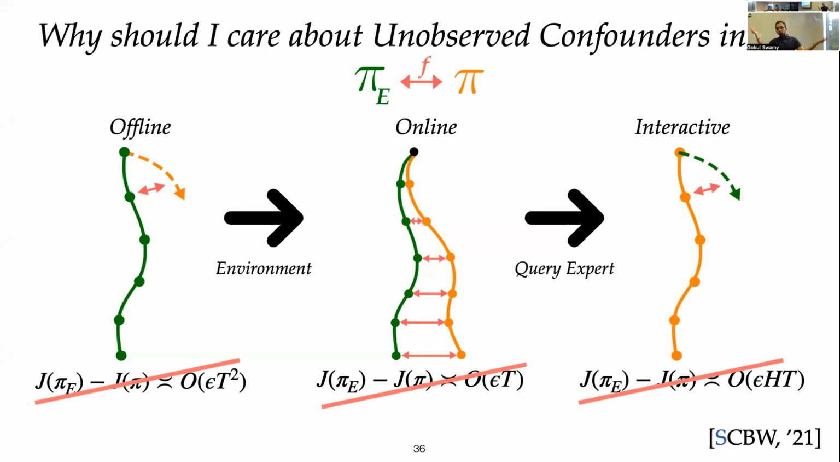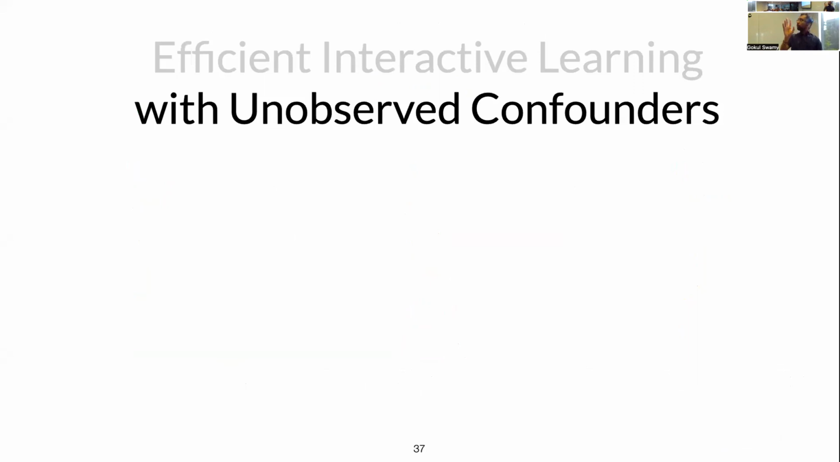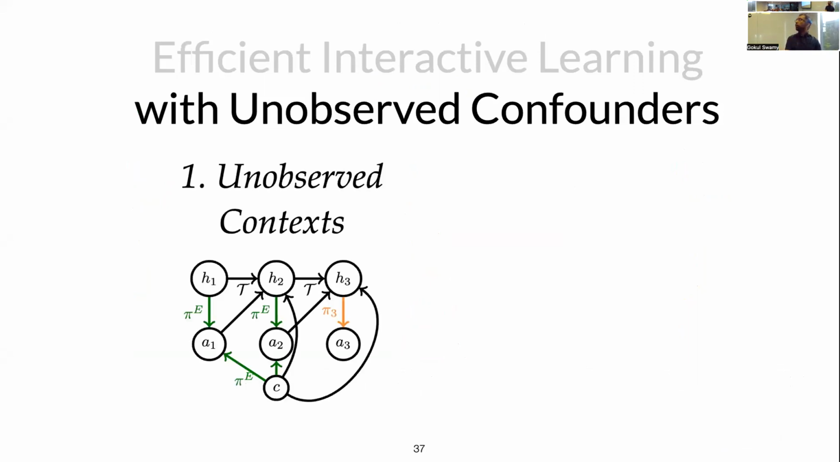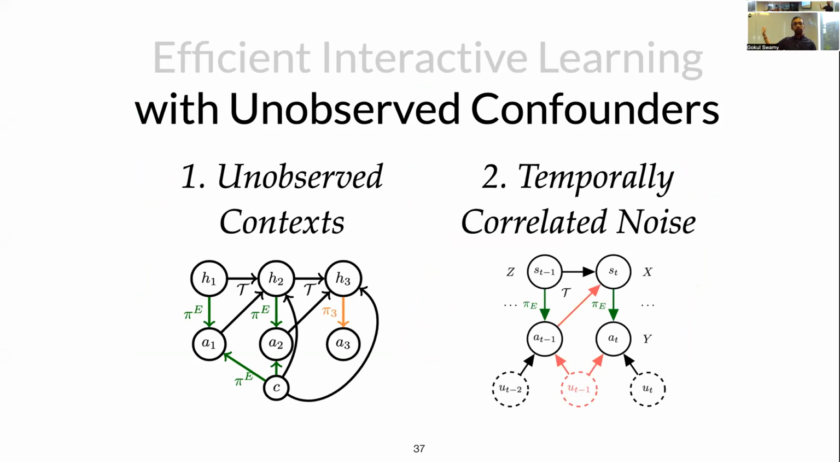It's not as if self-driving cars work perfectly. It's not as if large language models work perfectly. This means that we oversimplified the problem when we did this idealized analysis. I'm going to go through a couple examples where unobserved confounders lead to clear failures in imitation learning algorithms and how we can approach those. I'm going to talk about two different kinds. One is unobserved context, or privileged information the expert has access to, but not the learner. The second is temporally correlated noise in the actions of the expert demonstrations.